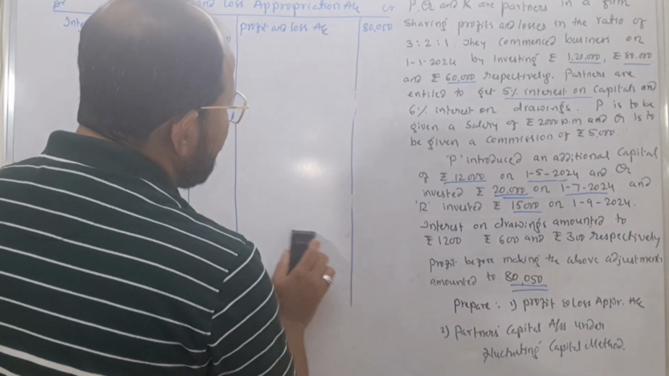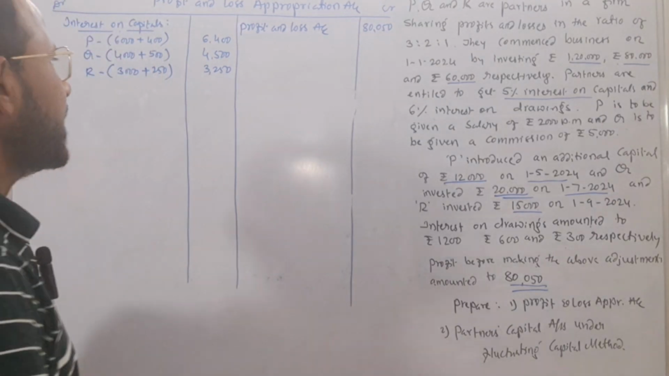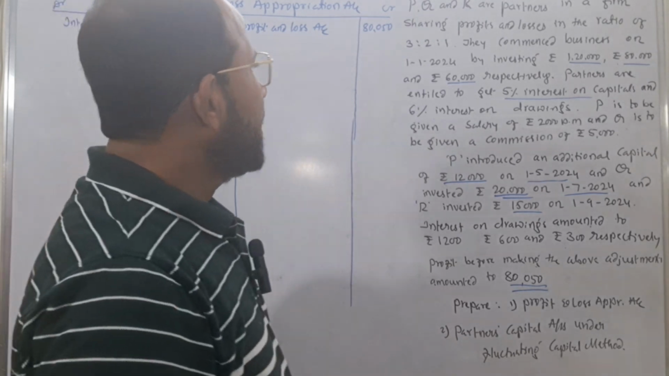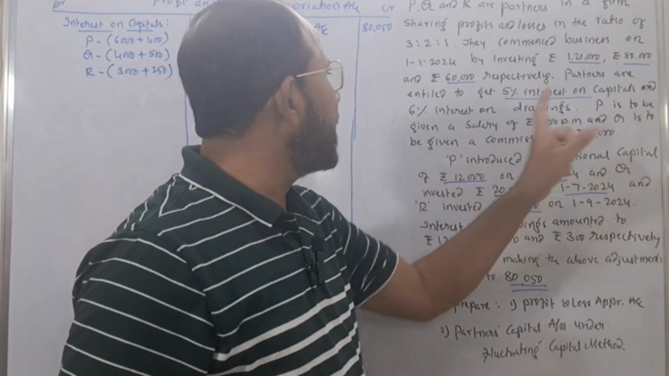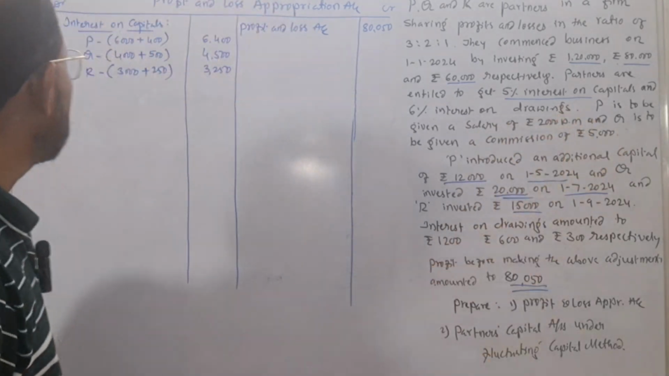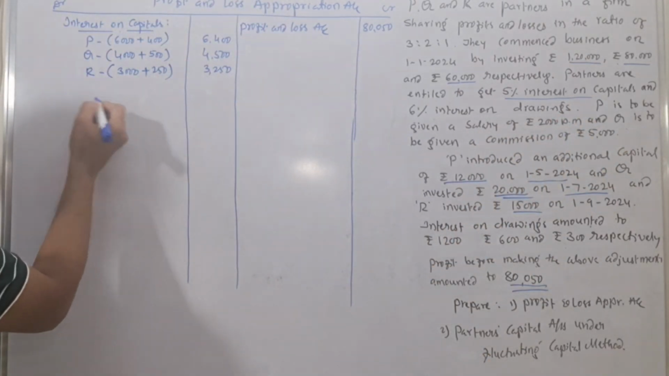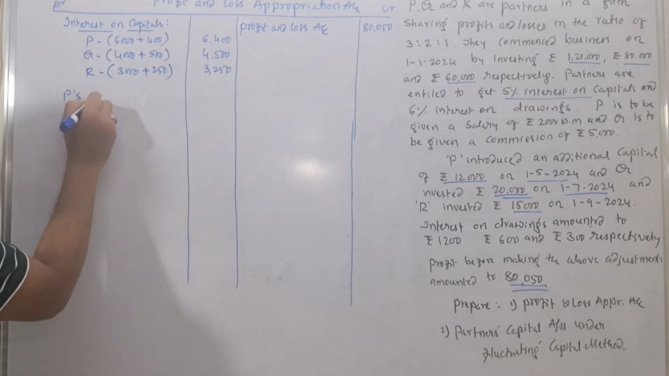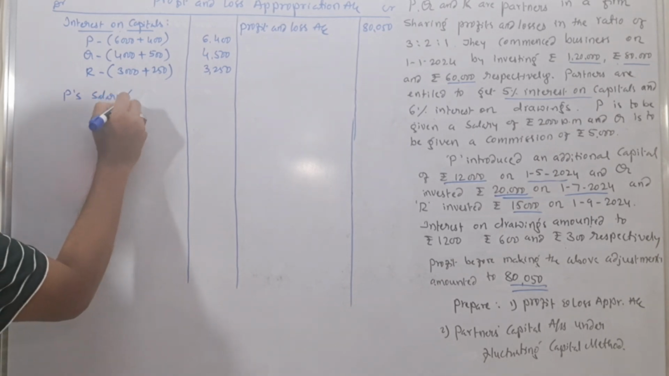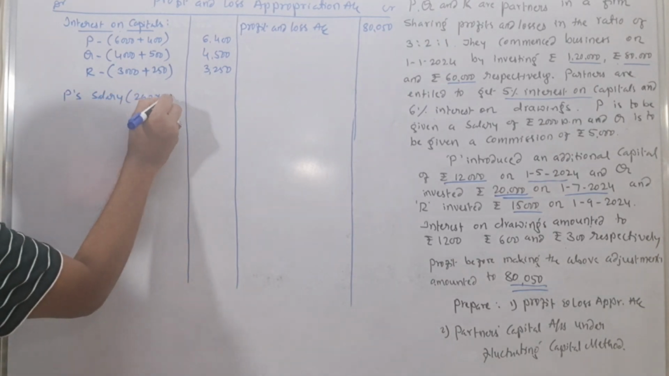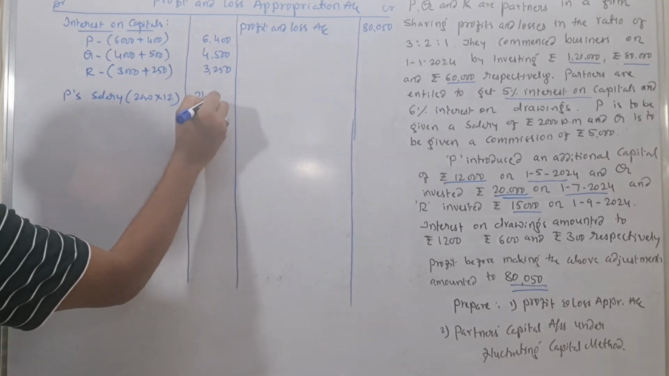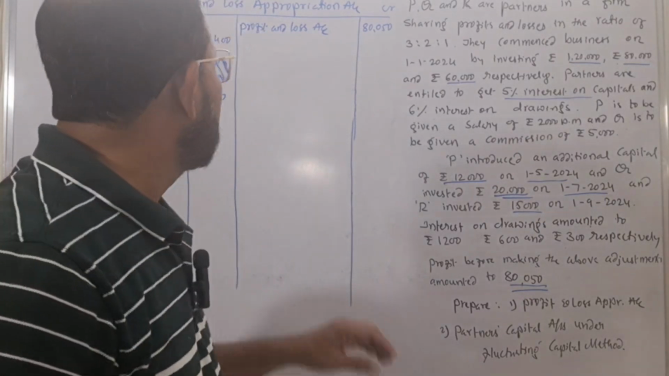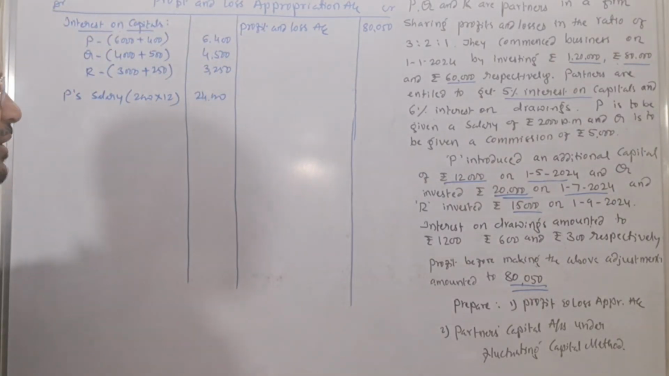Now, next point is, here one of the partners is entitled to get a salary of rupees 2,000. Okay. Who is that partner? Mr. P. You see, P is to be given a salary of rupees 2,000 per month. That is why here P's capital account, that's P's salary, I write here, P's salary, rupees how much? 2000 into 12, it comes to rupees 24,000. This is to be credited to P's capital account and debited to profit and loss appropriation account.